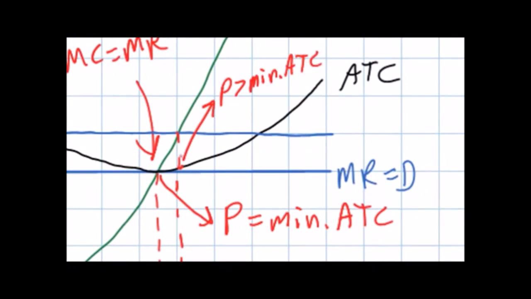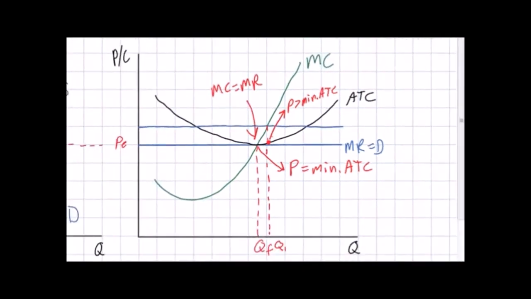How do I know that this point right here is greater than the minimum point on ATC? Well, that's because we learned earlier in the course that the marginal cost curve intersects the average total cost curve at its lowest point. Therefore, at Q1, the firm is producing at a marginal cost that is greater than the minimum average total cost, implying that the firm is no longer productively efficient.